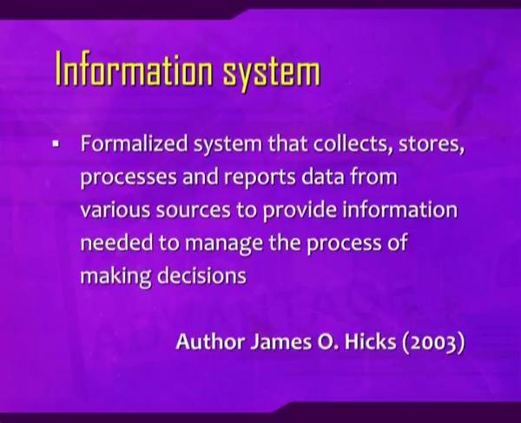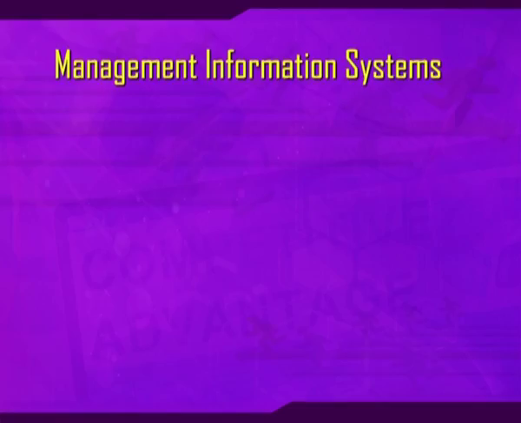Author James Hicks defines information systems as a formalized system that collects, stores, processes and reports data from various sources to provide information needed to manage the process of making decisions. The purpose of an information system is processing, memorizing and transmitting appropriate information in place, and the best information system is one that performs this function with less cost, and at the same time more effectively and efficiently as well. Management information systems.